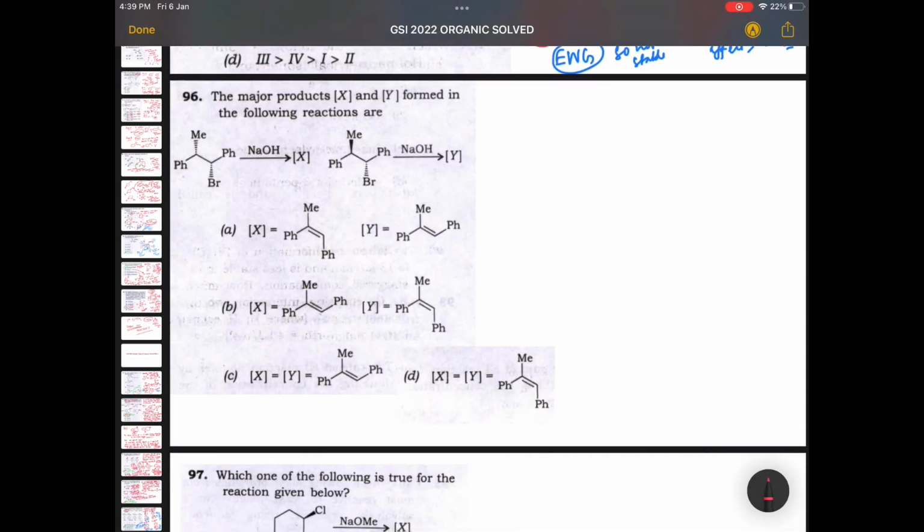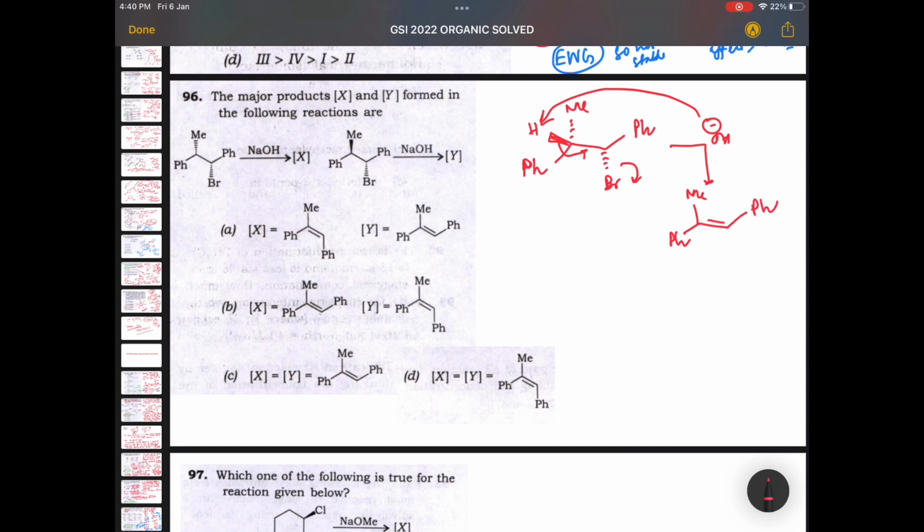So let us go to the next question. Let us see the reaction that is happening. In this case we can see that the H and the bromine are present in opposite directions, and hence OH minus attacks the H and the bromide leaves, and we get a product which is X in this particular question. And then we see our next compound where the H and the bromide are present in the same direction.